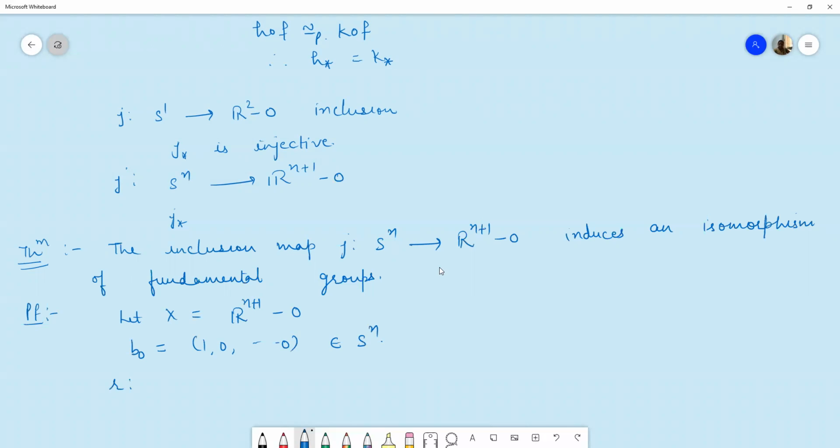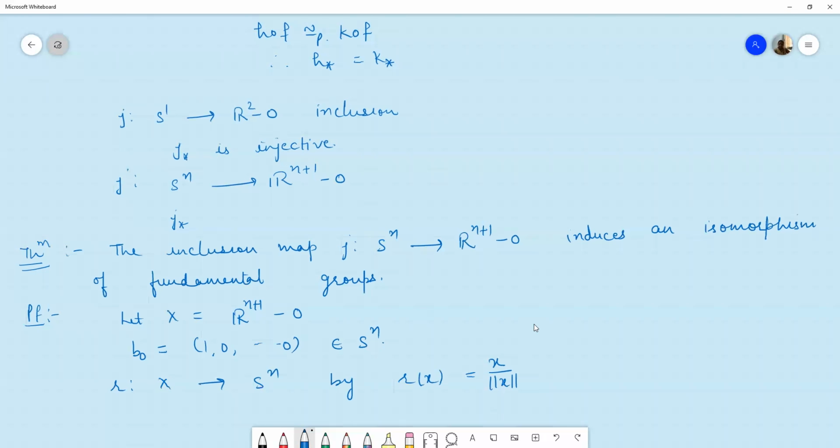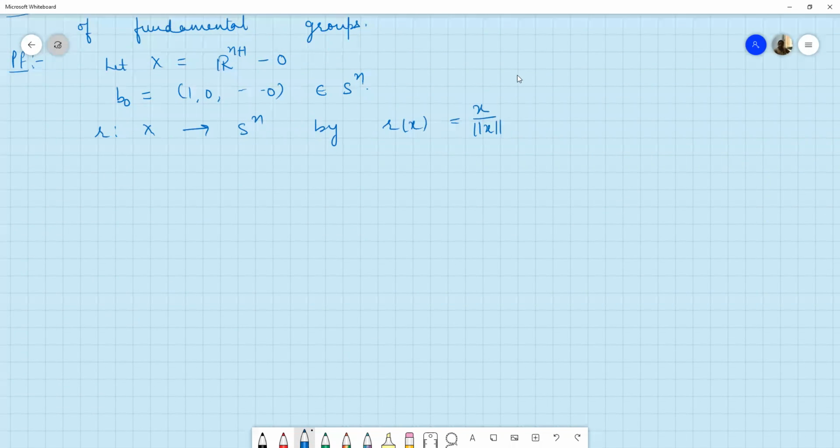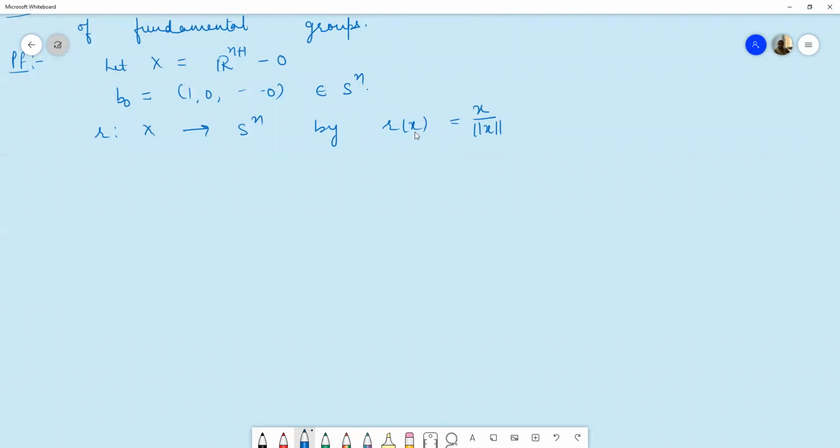And we define R from X to Sn by R(x) as x upon norm x. Now, because we are taking this small x in the space X, and space X is basically Rn plus 1 minus 0, this x is a non-zero point. So we can divide it by norm of x. And when we divide x by norm of x, it will be a point of Sn because its norm is 1.